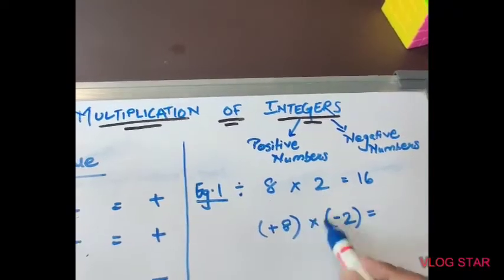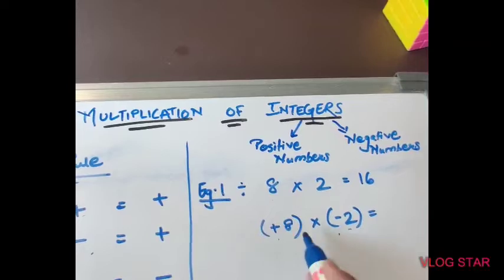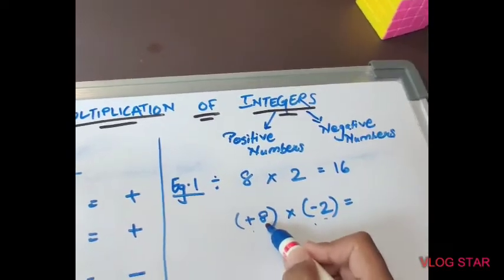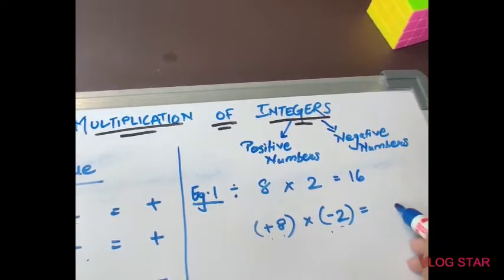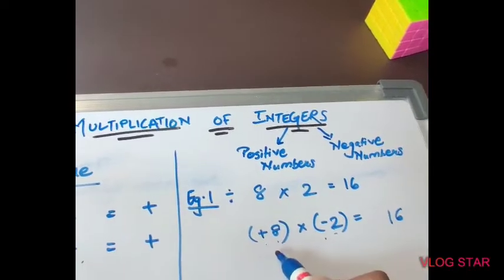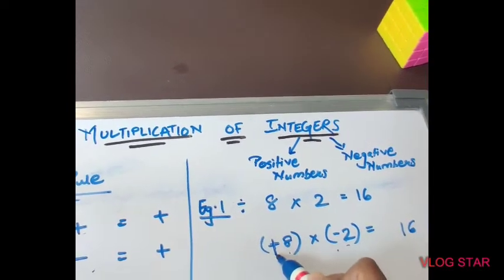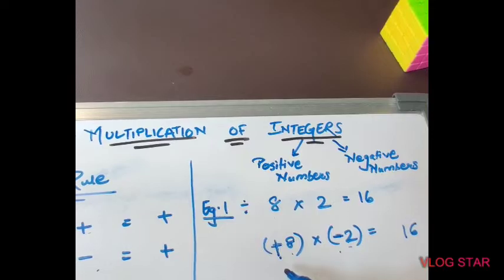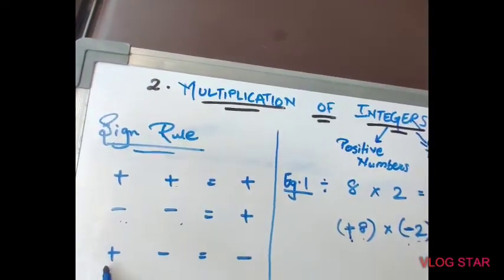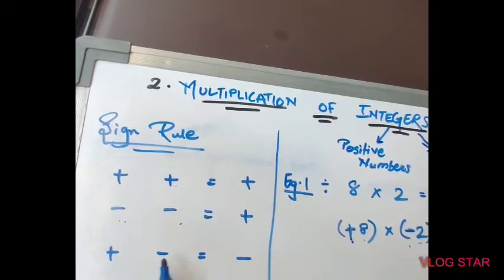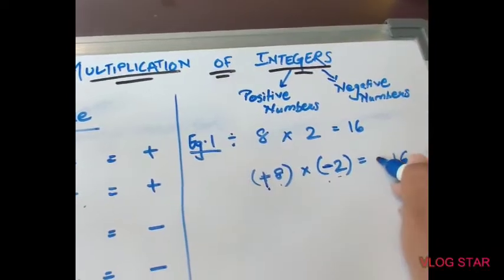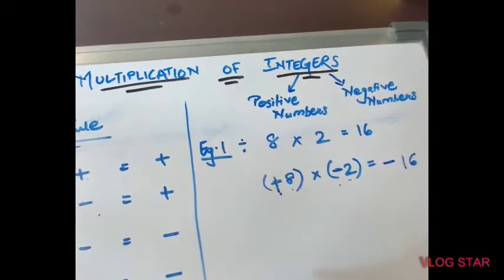Would the multiplication get affected due to the sign? No. Whenever we multiply, we keep the numbers as they are. 8 2s are 16. Only the sign of the answer changes. Here is a plus and here is a minus. So let's go to our sign rule: plus and minus, as they both are different, different gives you an answer of minus.